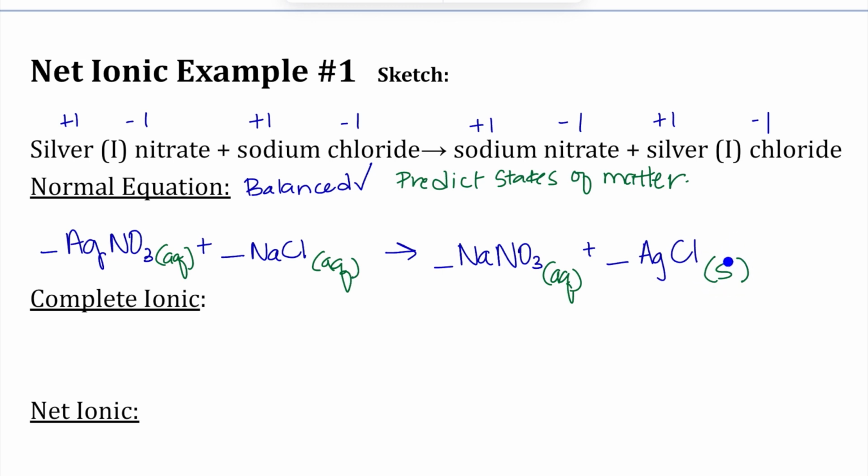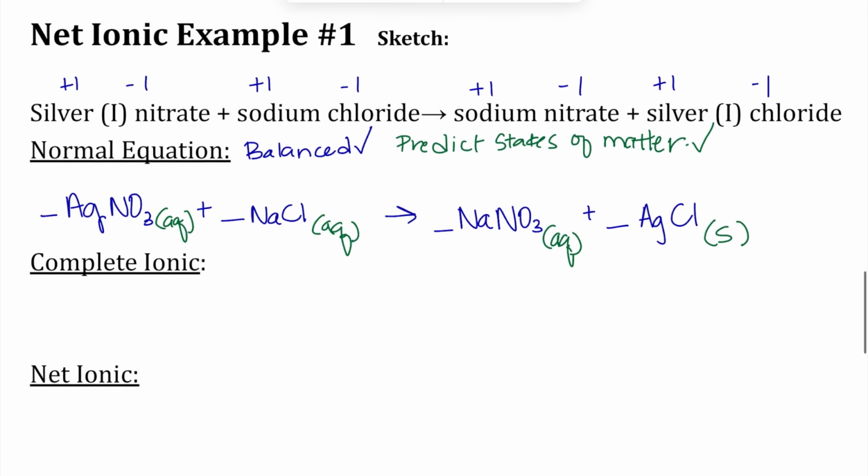It is insoluble. So now this is balanced. I have predicted my states of matter. Now I'm going to go through and write my complete ionic equation. And so with that complete ionic equation, we are going to take anything that is aqueous and break it into the ions that form. And so we have AgNO3, that's aqueous.